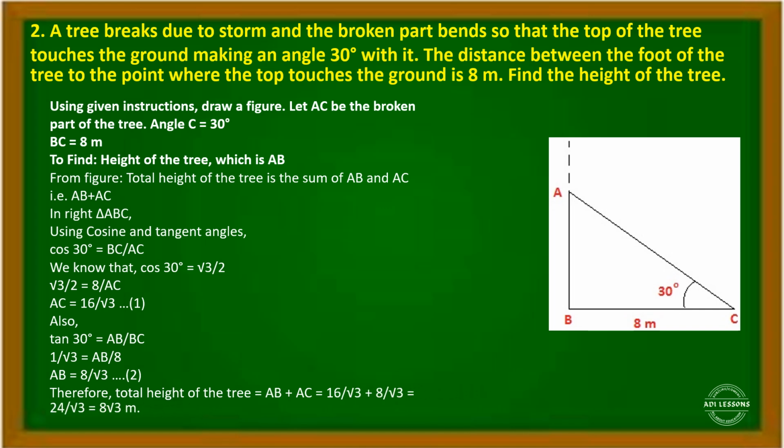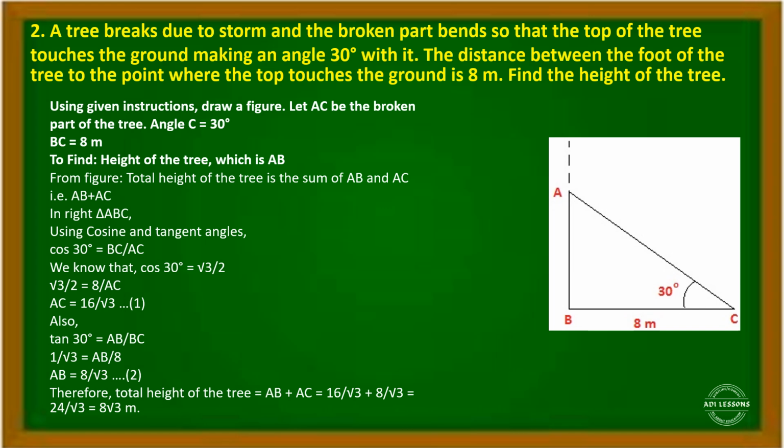To find the height of the tree, which is AB, from the figure, the total height of the tree is the sum of AB and AC. Therefore, AB plus AC. In right triangle ABC, using cosine and tangent, cos 30 degrees equals adjacent side BC by hypotenuse AC. We know cos 30 equals root 3 by 2. So root 3 by 2 equals 8 by AC. AC equals 16 by root 3.